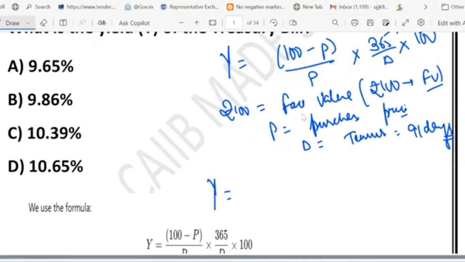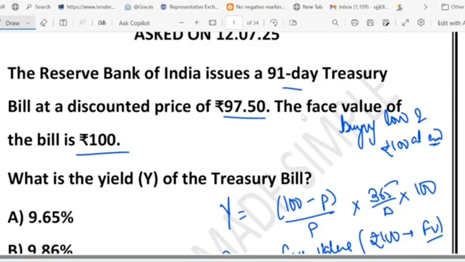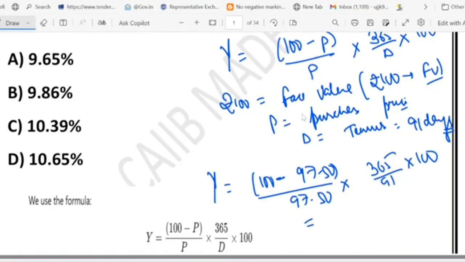So 100 minus purchase price. What is the purchase price? The purchase price is 97.50, as you can see written here. Discounted price means purchase price. So 100 minus 97.50 divided by 97.50 multiplied by 365 by 91 into 100. So this formula you have to apply.